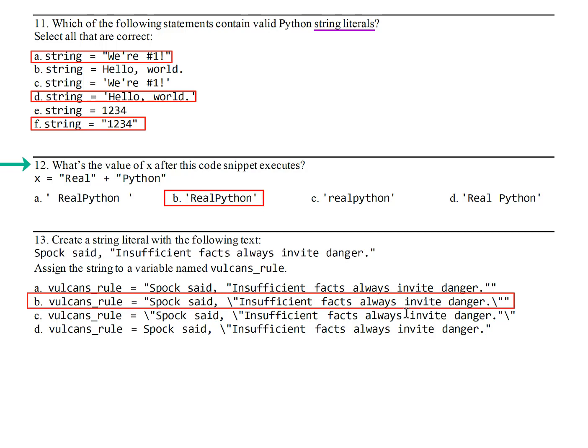And now this 12 is just simple string concatenation. We get the single string real Python with no spaces, and single quotes or double quotes to represent it is fine. Number 13, Spock said, insufficient facts always invite danger. We want to store that as a string literal and assign that to the variable Vulcan's rule. So notice you need to use a mixture of the quote types, which we don't have in these answer choices, or you need to use escape characters, which we are using. So the answer here is B.